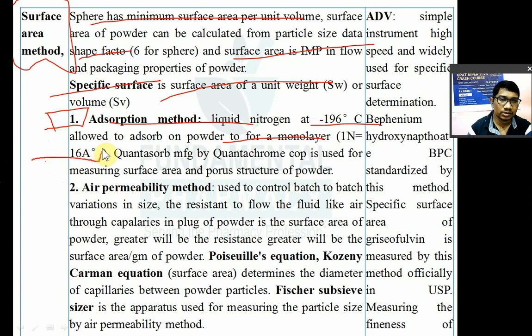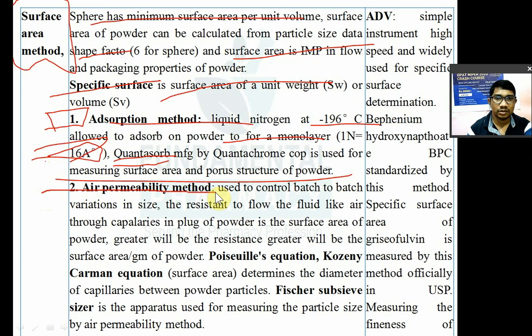As I said, a question has come on this. There is one apparatus known as a Quantasorb or Contour. A question came on this in GPAT 2022. Contour is the apparatus used to measure the particle surface area by the adsorption method. Contour apparatus manufactured by Quantachrome Corporation is used to measure the surface area and porous structure of powder. At least 2-3 questions have already been covered here.